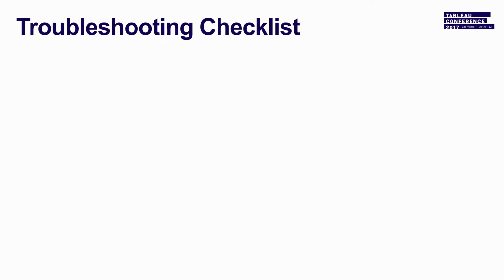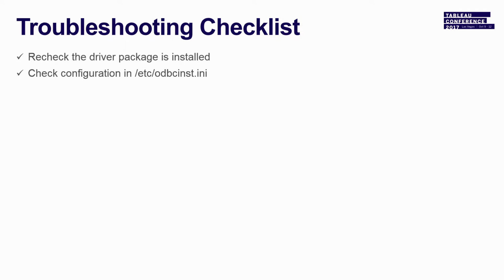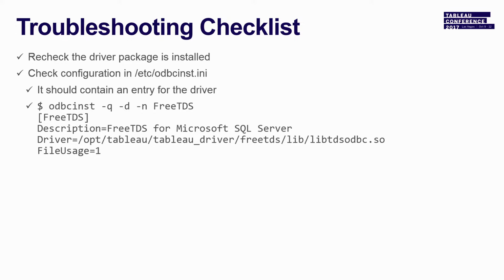So I compiled a checklist to help you troubleshoot and figure out what was wrong. The first thing you will check is whether the driver package is installed. Even if yum could lie sometimes, you will figure it out in a second. And then you need to check the configuration. There should be an entry for the driver in the configuration for the data source you are trying to connect to. For instance, for SQL Server, you should have a FreeTDS entry in the configuration. And odbcinst, in this case, is your friend.